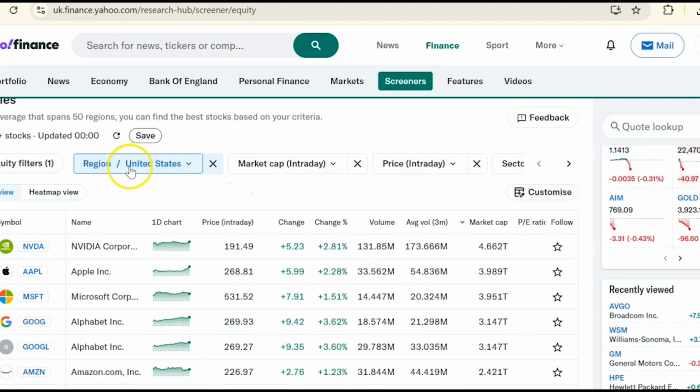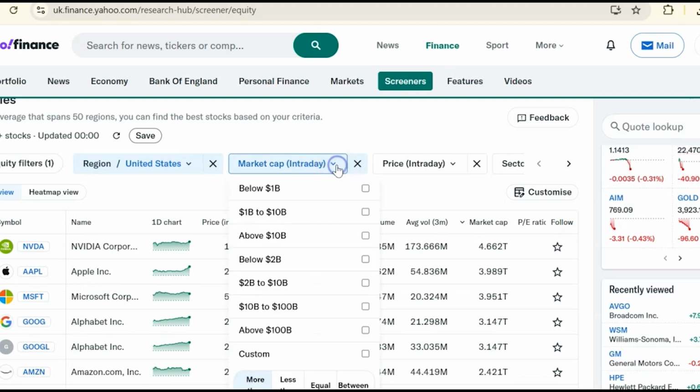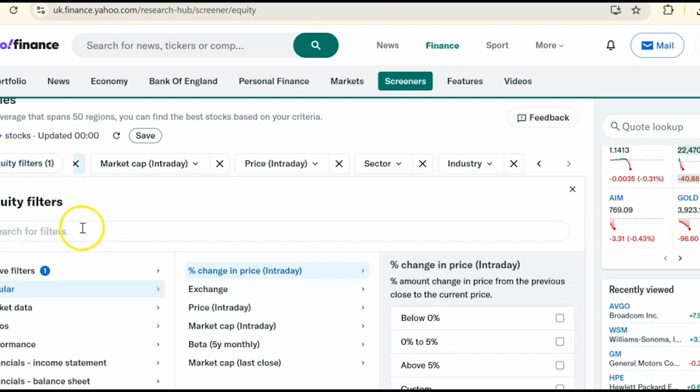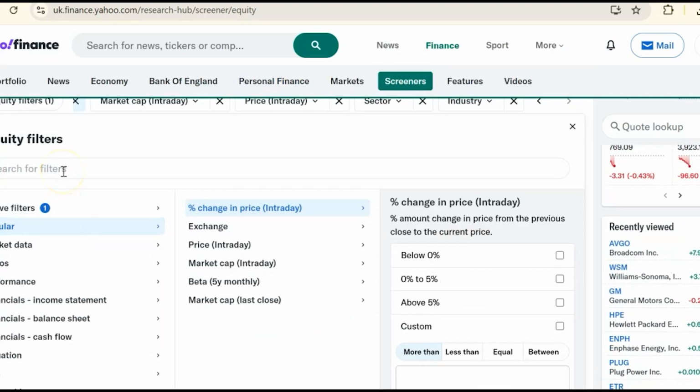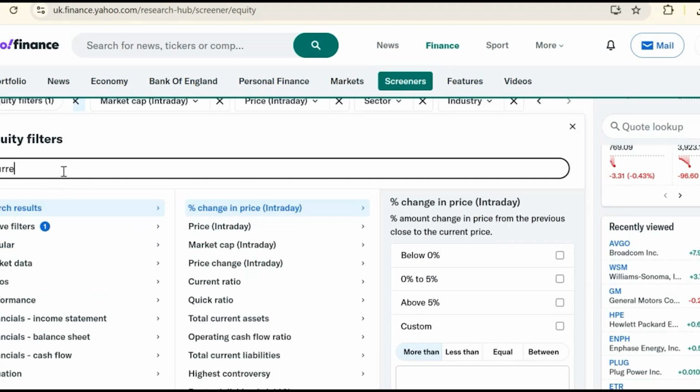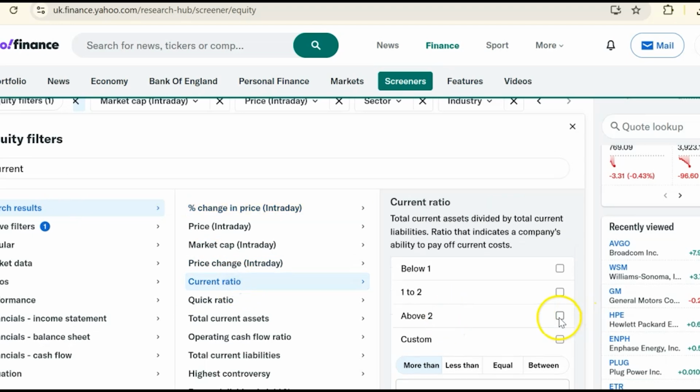And here on the dashboard, it will bring up the most popular filters, that is, filtering by region, by market cap, by price or by sector. So this brings up broader filters. And if you want to narrow it down to more granular filters, you can always select the equity filter option. You can search by a filter, let's say, for example, current ratio. You can search by this filter and select current ratio. Anything that fits your fundamentals, you can bring it up.